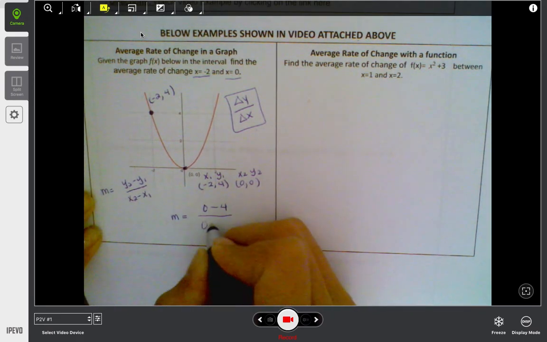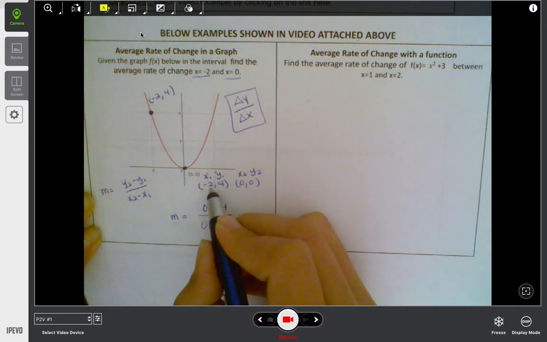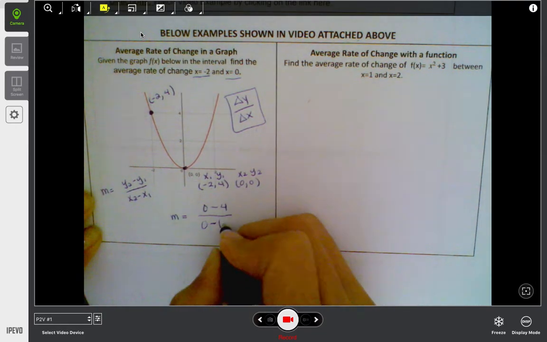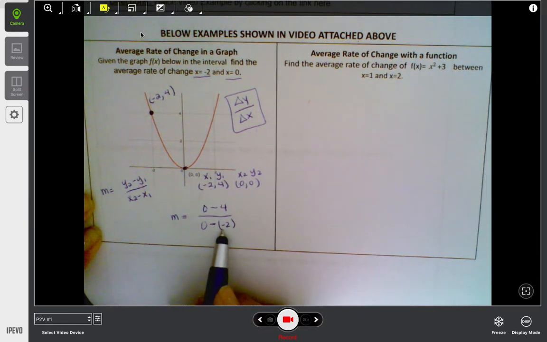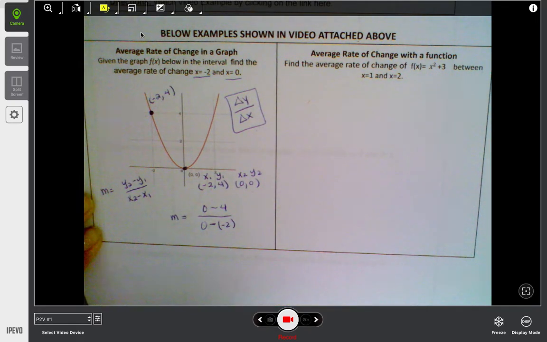x2 is 0 minus, and then x1 is -2. Y'all see what I just did down here? Because my x1 was -2, I had to minus -2. So be careful with your signs.